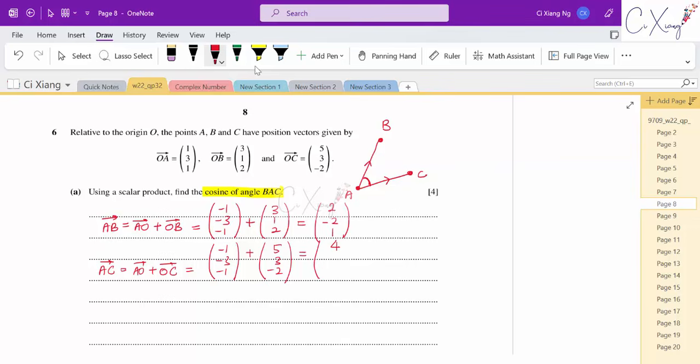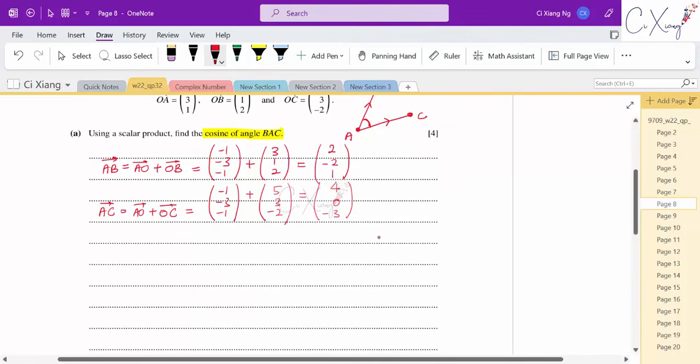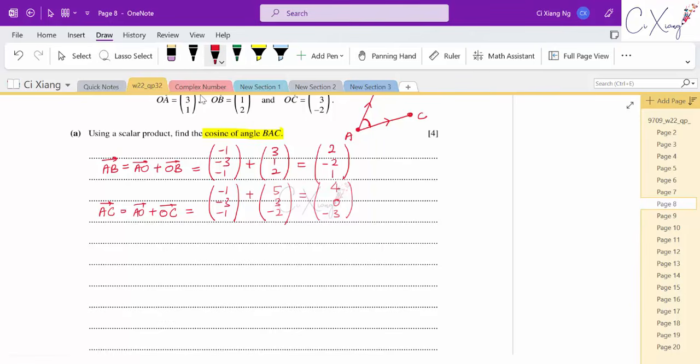Okay, so if I simplify it, we are having 4, 0, and -3. After I have the vector AB and AC already, we are going to use the scalar product to find the cosine of angle BAC. The general formula will be AB dot AC equals the modulus AB times modulus AC, and I assume that the angle is theta, so I'm having cos theta.